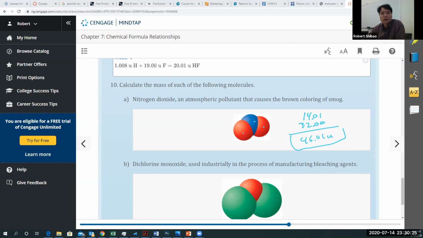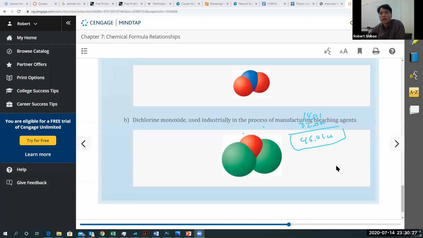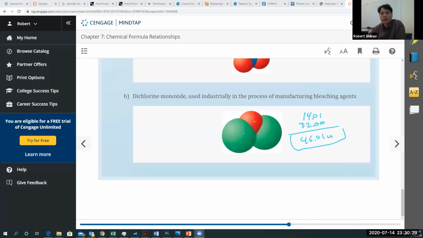Okay, let's go on here. Dichlorine monoxide. Dichlorine monoxide is a bleaching agent. It's because the chlorine's unhappy in this. Dichlorine monoxide is going to be Cl2O. Oxygen gets its normal charge, -2. That means each Cl is plus 1.